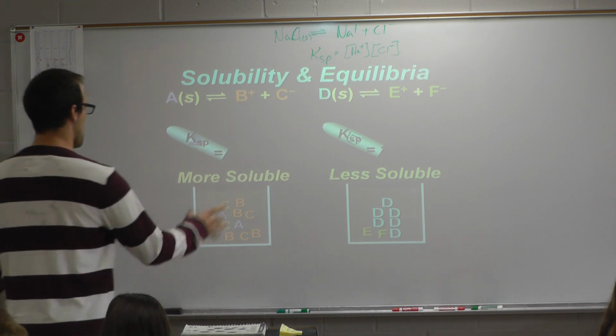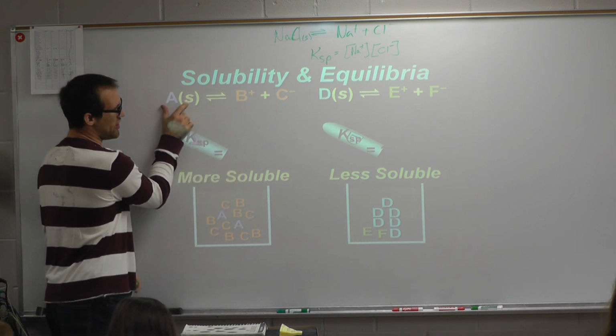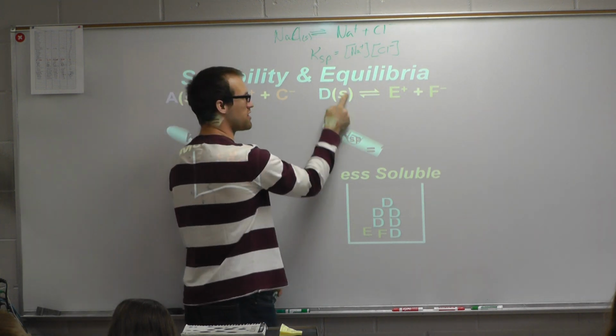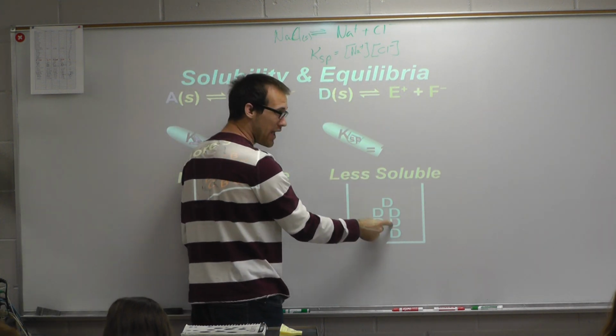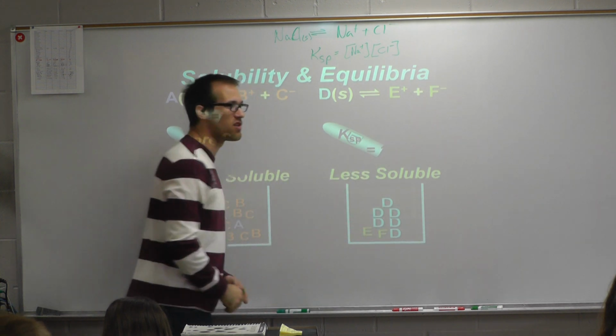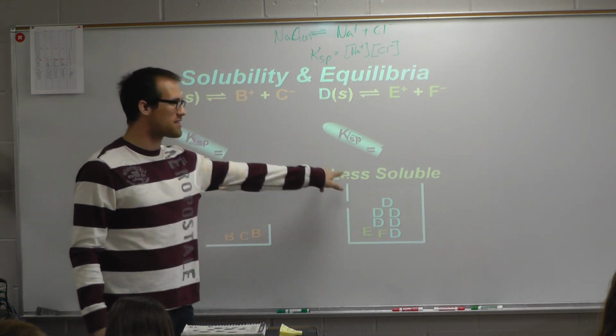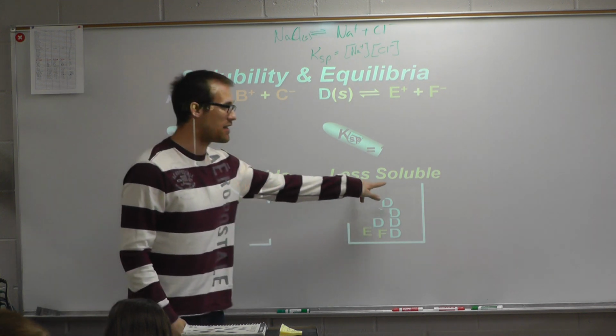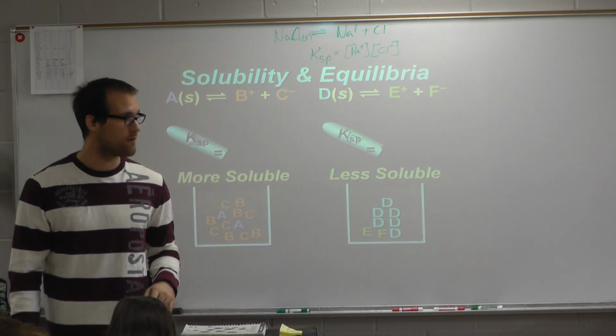So this is more soluble because my solid dissolved into ions, more ions. This is less soluble because my solid remained a solid and only a few ions dissolved. So more soluble, less soluble. This will have a higher KSP value. This will have a lower KSP value.